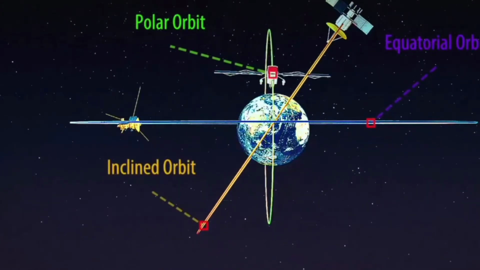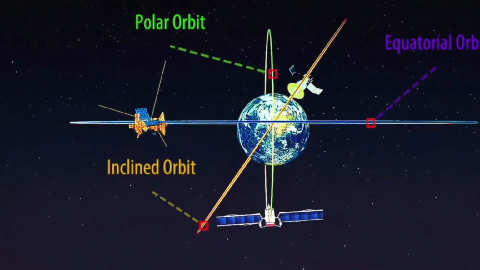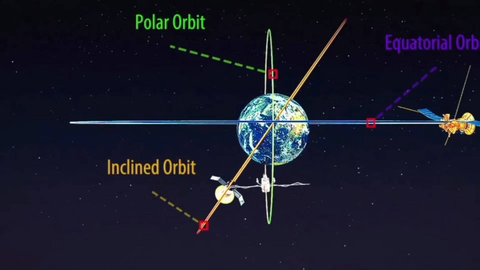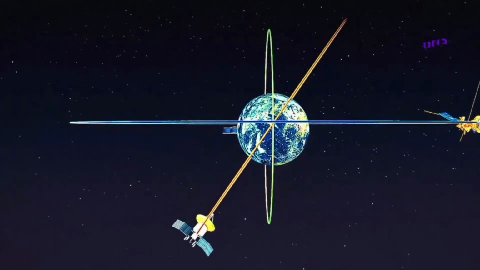Polar is the green color. Inclined is the orange color. Equatorial orbit is the violet color.